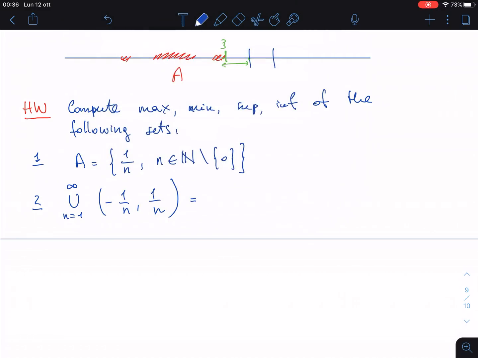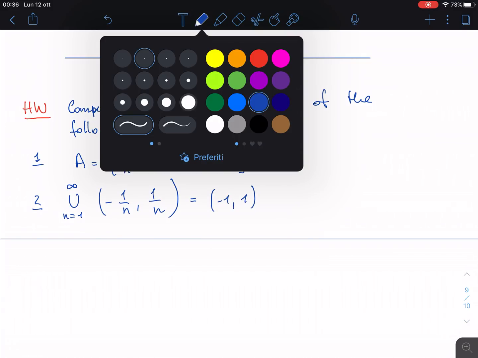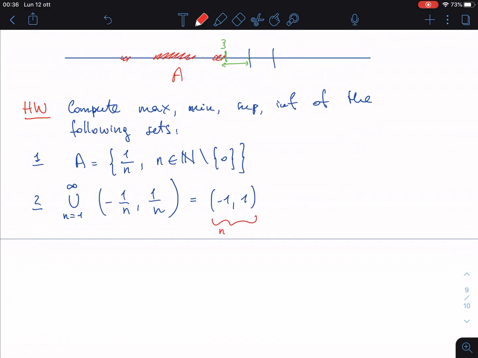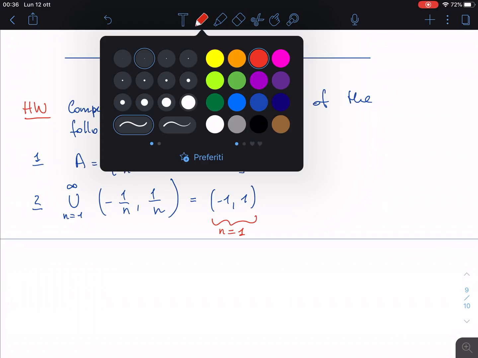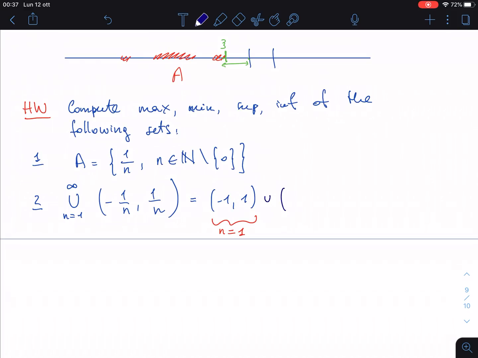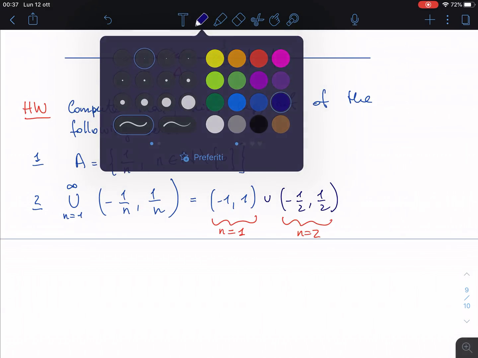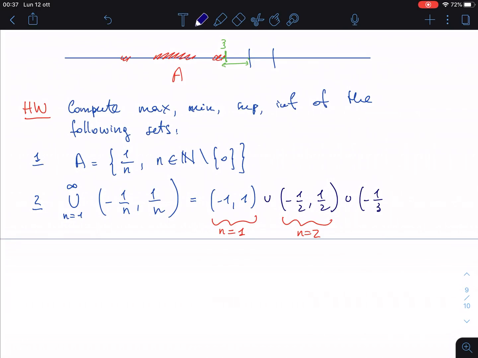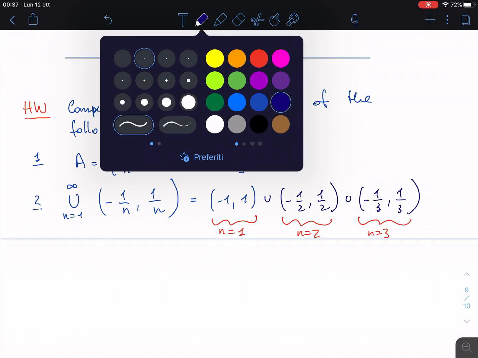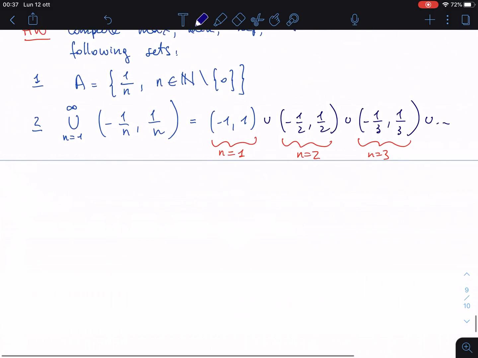So this is minus 1, 1, that corresponds to n equal to 1. And then union minus 1/2, 1/2, that corresponds to n equal to 2. And then union minus 1/3, 1/3, n equal to 3, and so on and so on. And so you are asked to perform the union of all of them. This union is very easy.